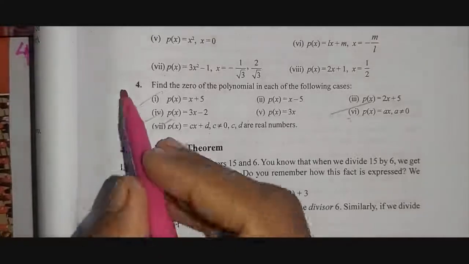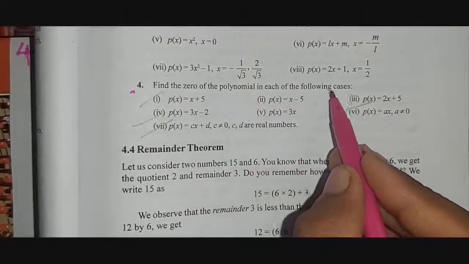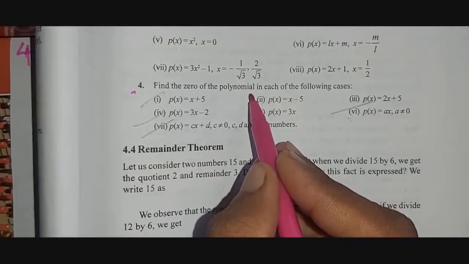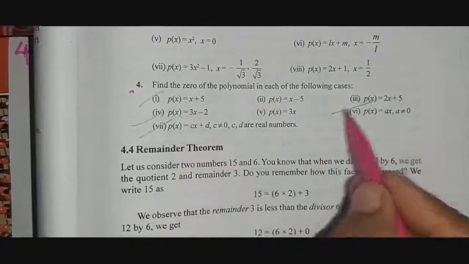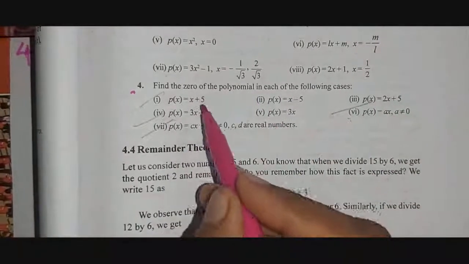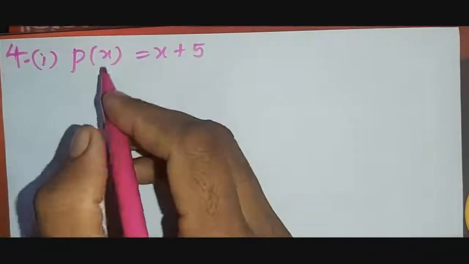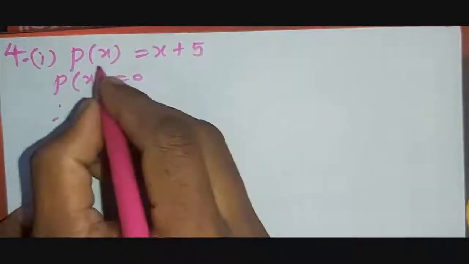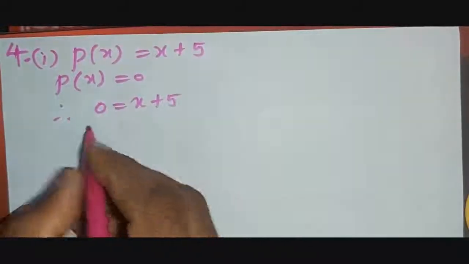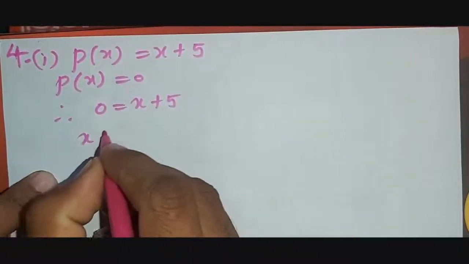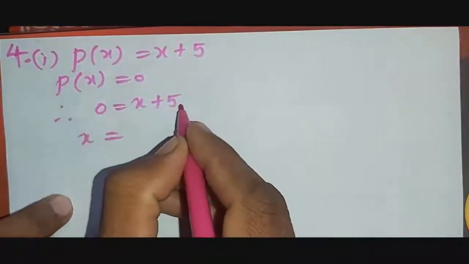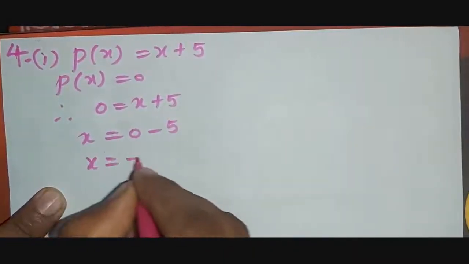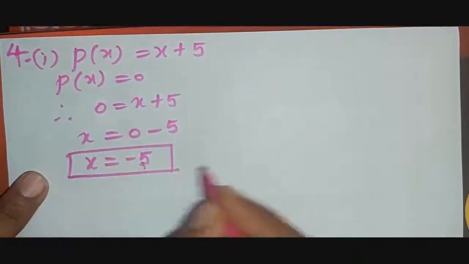Okay, now let us discuss about fourth main. Find the 0 of the polynomial in each of the following cases. Here we have first question, p of x is equal to x plus 5. See here, zero of the polynomial they have told. So if p of x is equal to 0, then we need to find out the value of x. So 0 is equal to x plus 5, and x is equal to 0 minus 5. If plus 5 is taken to the left side, it will be minus 5, right? Therefore, x is equal to minus 5. This is the right answer.